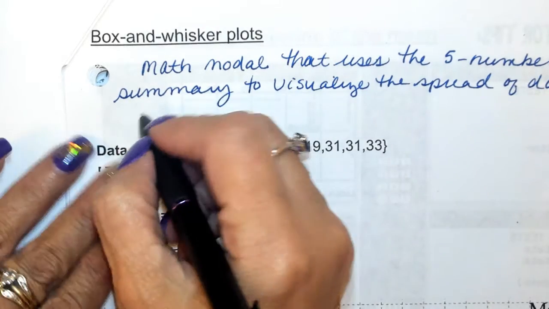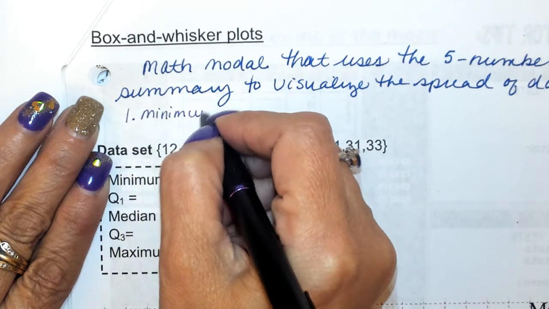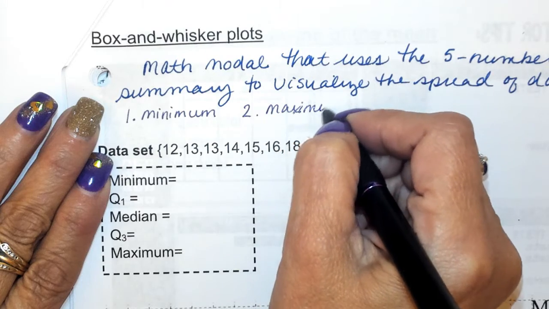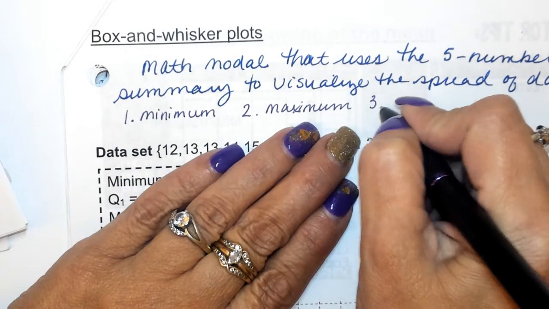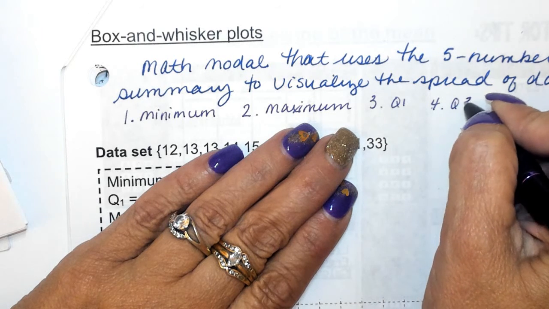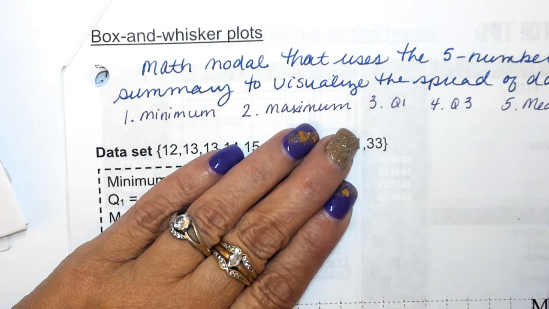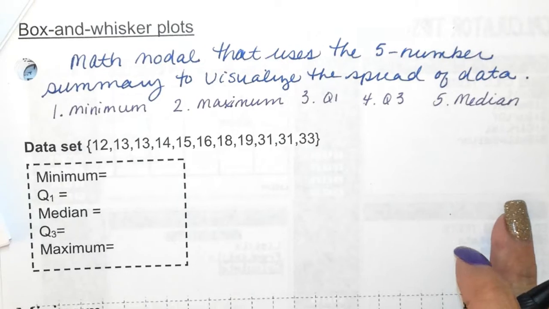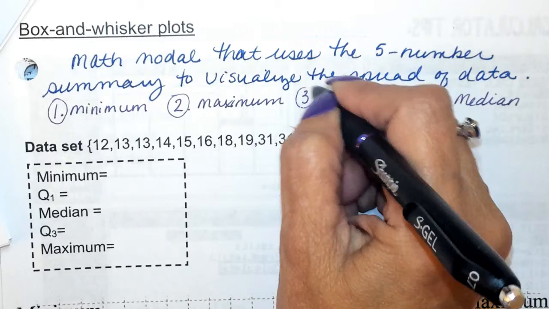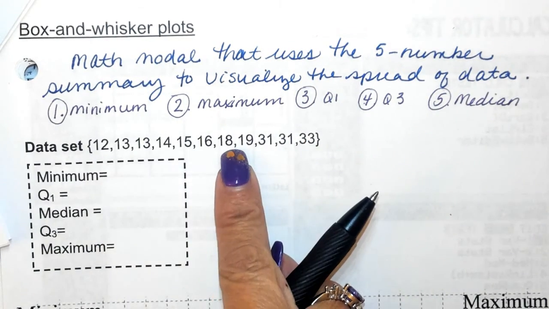Let's put down here what those 5 things were. We had the minimum. We had the maximum. We had Q1. We had Q3. And we had the median, the middle data point. Oh, and you can't see that. Sorry about that. There we go. That was the 5-number spread.